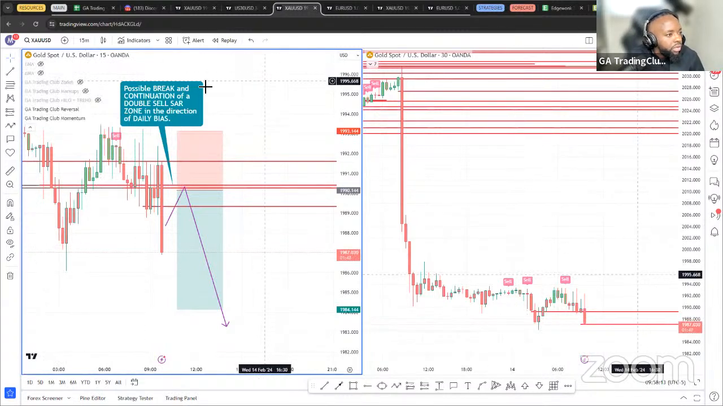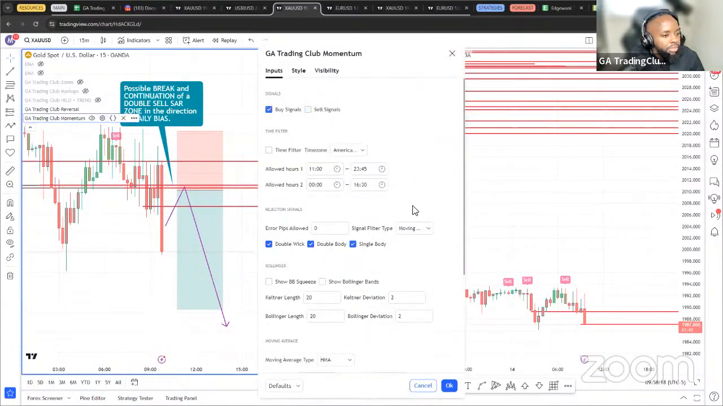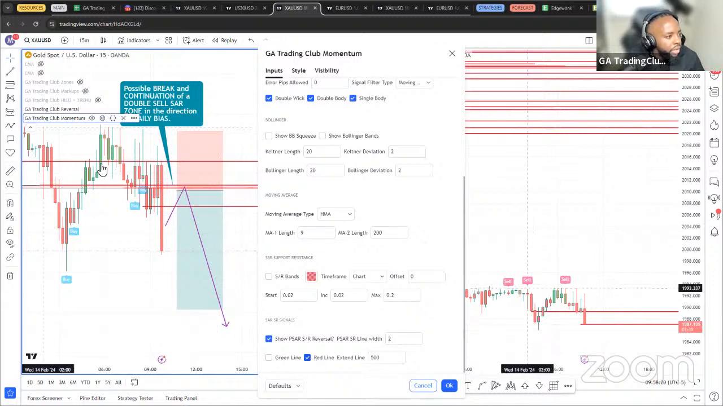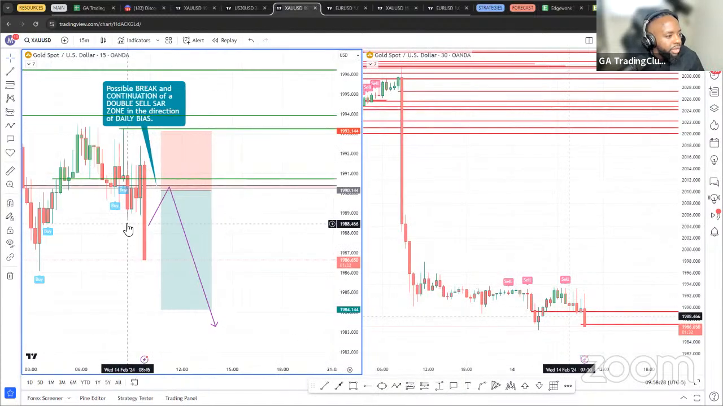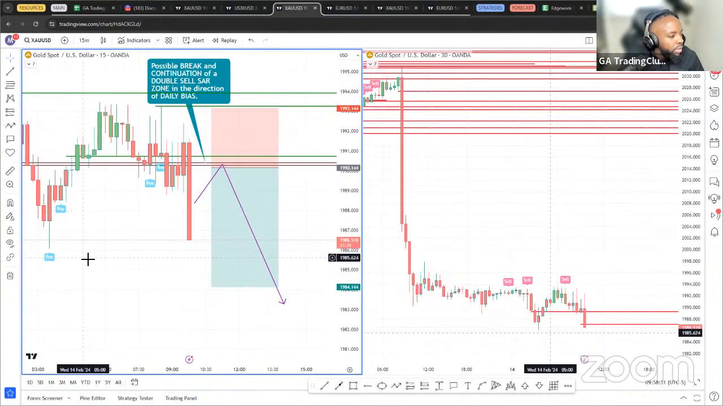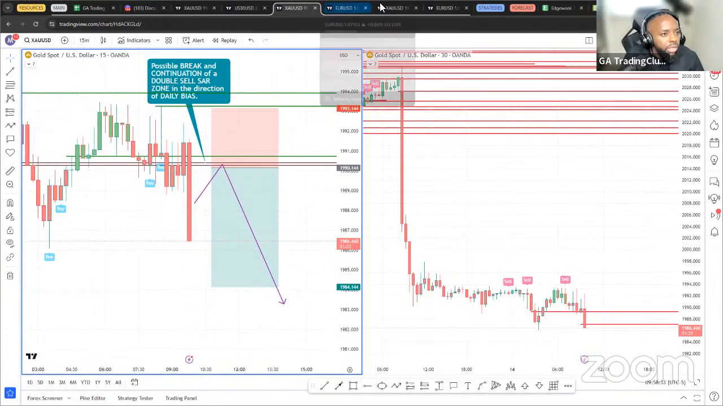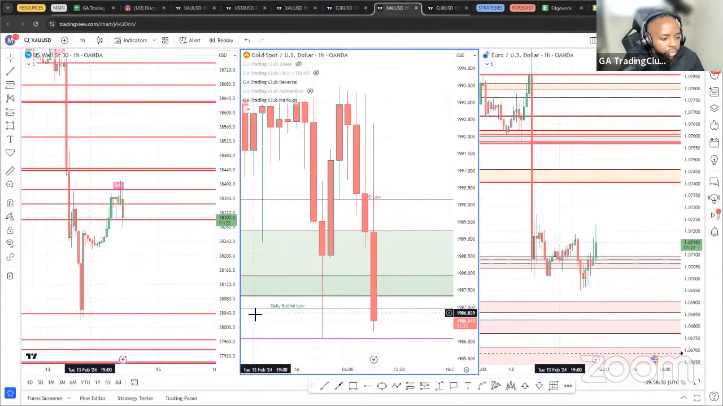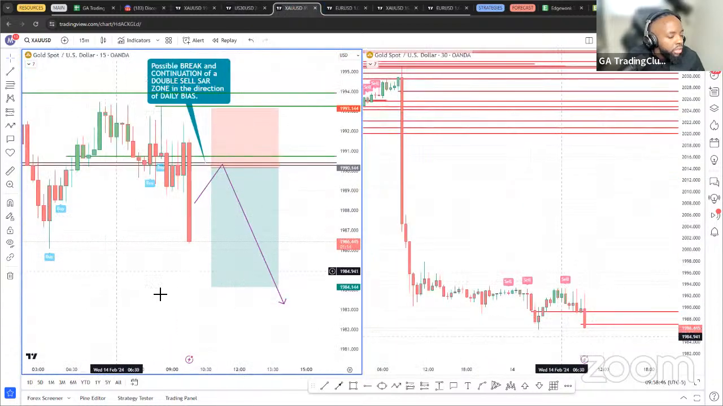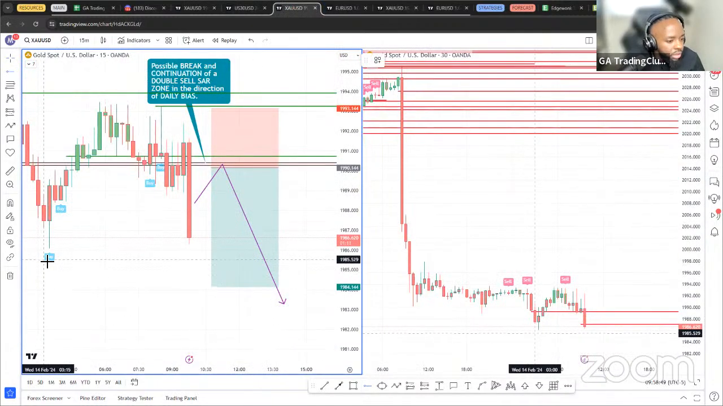Trying to think quickly. Let me change this back to buys for now. I'm trying to see a momentum buy, because that's what they might use to take price up. So the daily order block is at, daily bullish low is at 1986. So 1987, 1987 right here.